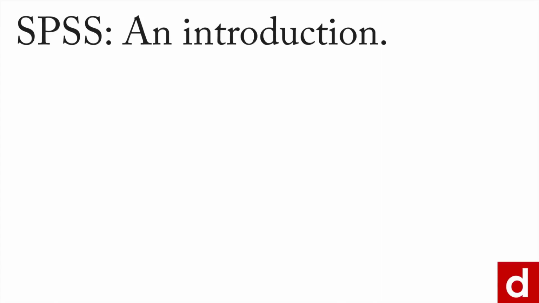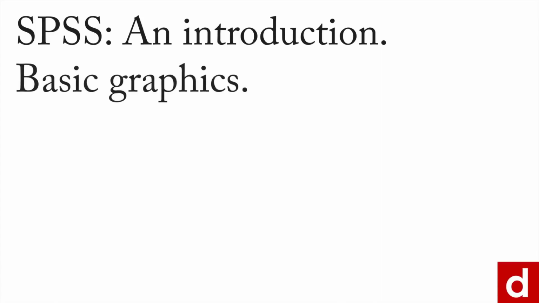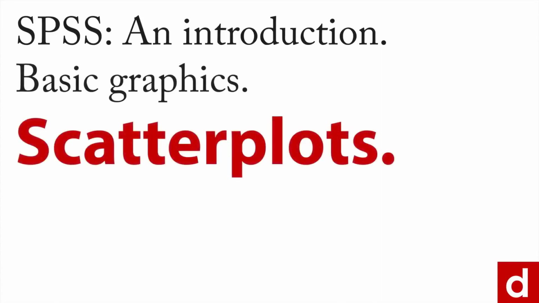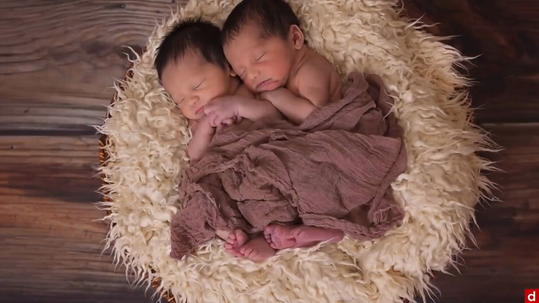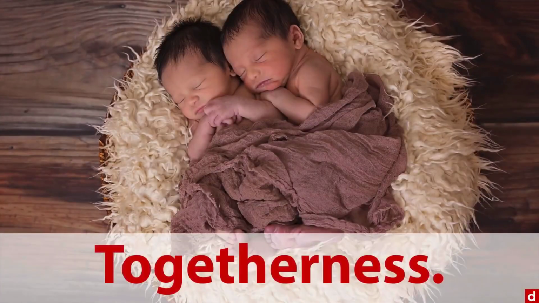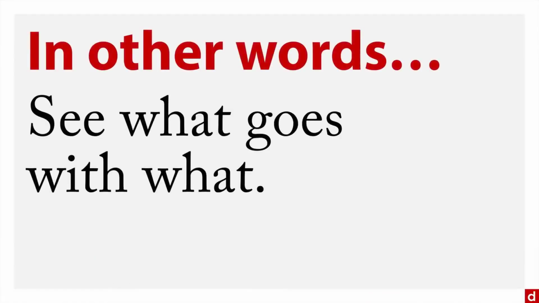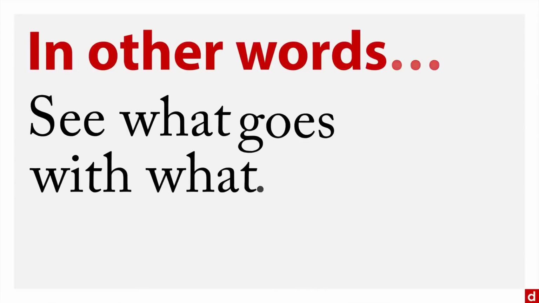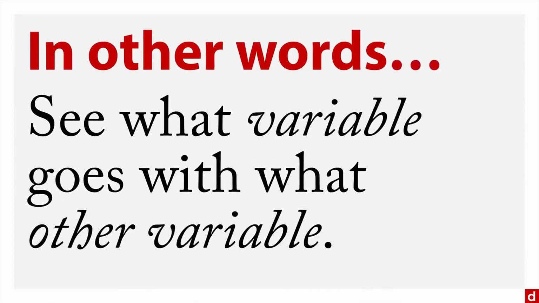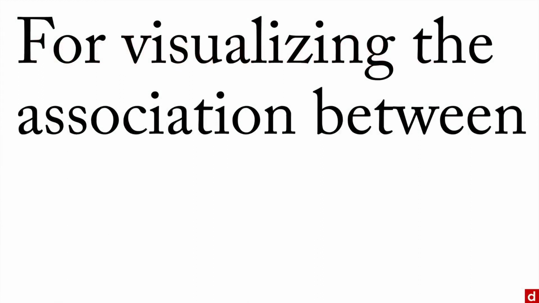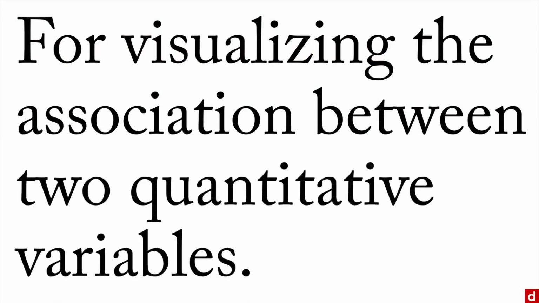As we continue SPSS, an Introduction and Basic Graphics, we should look at scatter plots, a very common method of looking at associations, or as I like to think, as a way of assessing togetherness in data. In other words, you want to see what goes with what, or more specifically, what variable goes with what other variable. So scatter plots are a great way of visualizing the association between two quantitative variables.